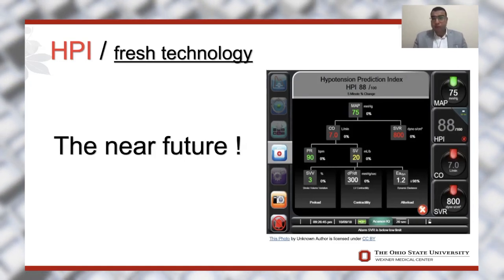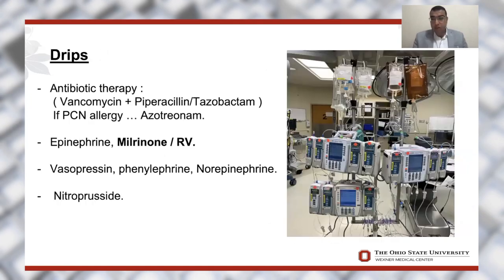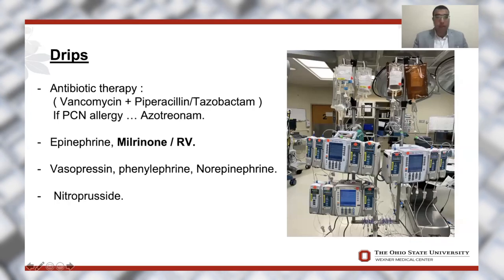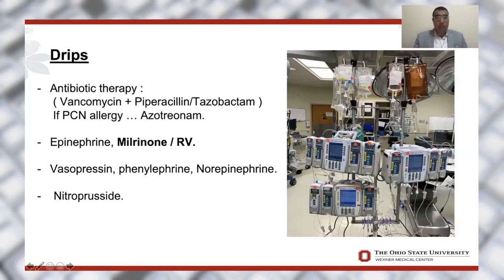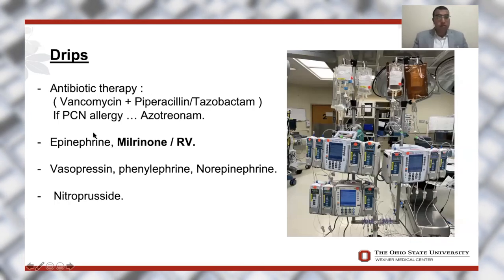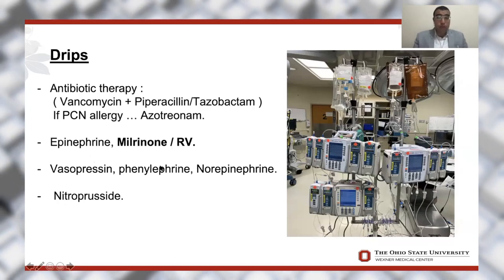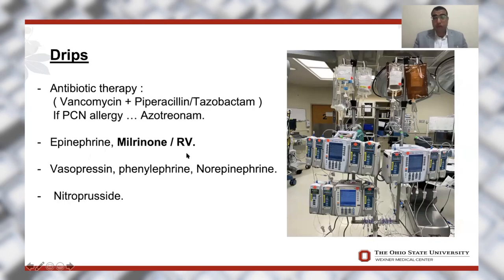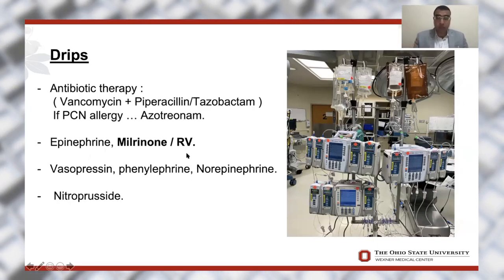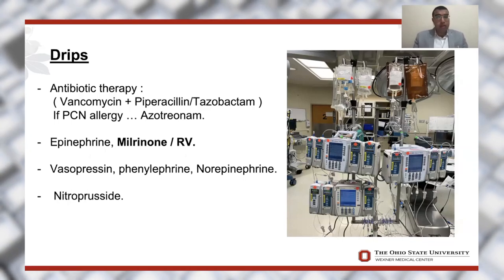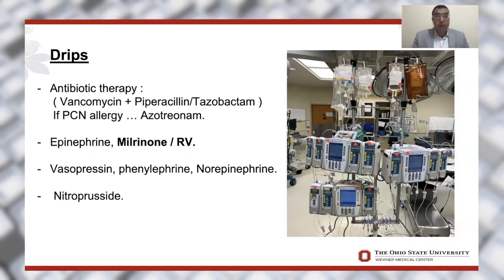These are the drips. As we can see, everything is given through controlled infusion, and it comes pre-made. That is the antibiotic protocol. Milrinone should be ready for the sake of the RV. As we said, you should watch the RV. If you watch your RV, you will save your back for sure. These are the other drips, and this is very important.